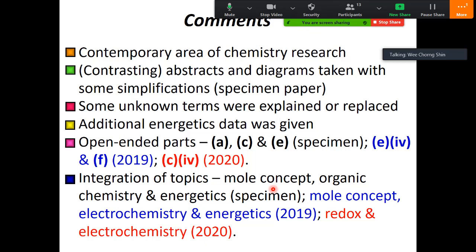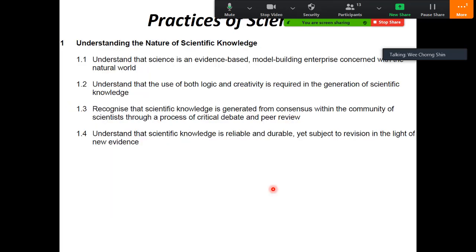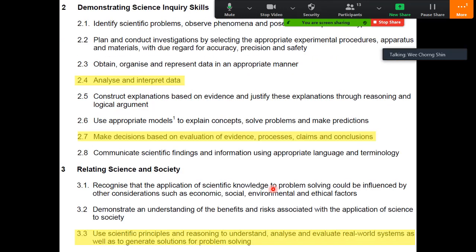So these are the comments I have, and you realize that all these are very heavy on what we call the practices of science. It's actually in the next part, where I just highlighted under 2.4, 2.7, and 3.3. So students need to analyze data, make inferences, and evaluate information given to them. And 3.3 is analyze and evaluate real-world systems. The previous one was on nitrogen fixation and CO2 fixation as well. And then last year was on electrochem on the BAC 3.